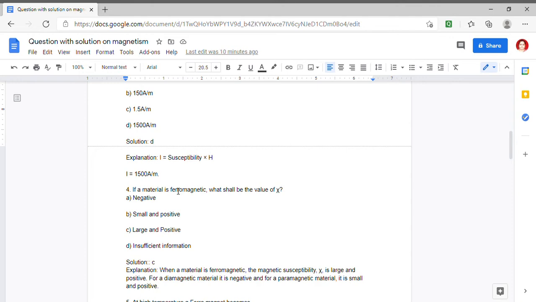If we compare it with a diamagnetic material, then for a diamagnetic material, chi must be negative, and for a paramagnetic material, it must be small and positive. So, the given problem, which is of a ferromagnetic material, we have to determine the value of chi, which should be large and positive.